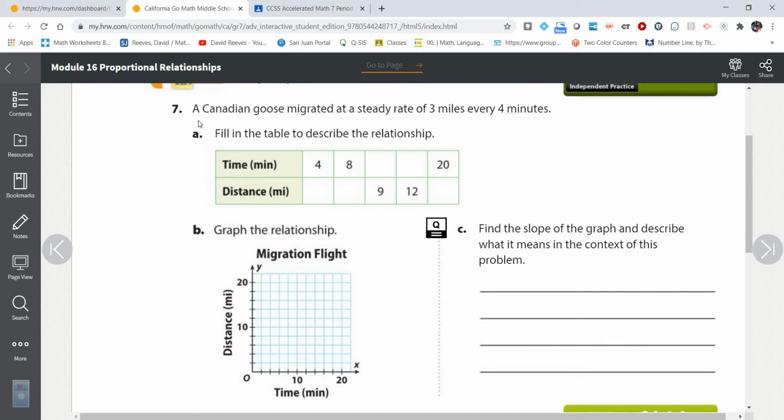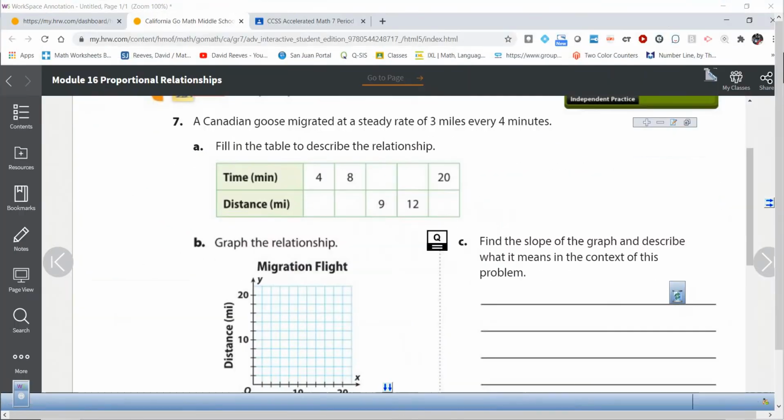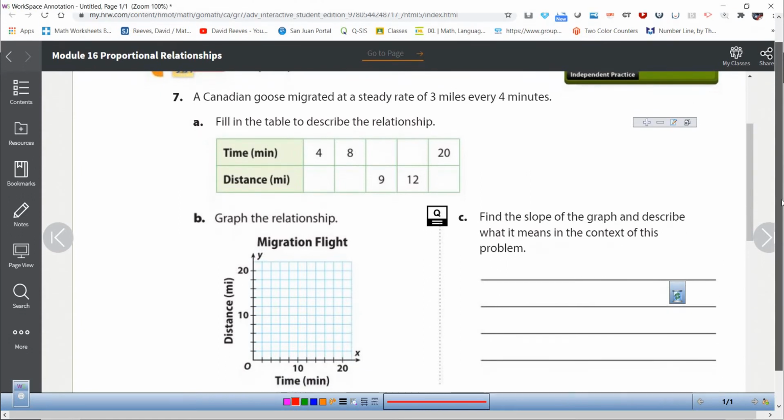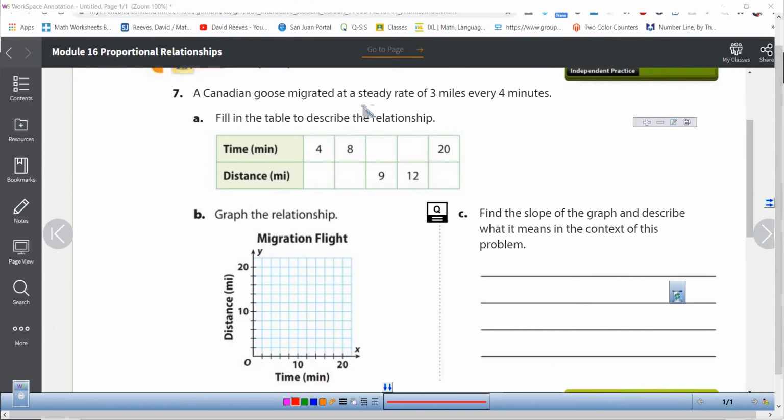If you look at problem number 7, it says a Canadian goose migrated at a steady rate of 3 miles every 4 minutes. So that is a proportional relationship described in words. Okay, so there's actually 4 ways to represent a proportional relationship. There is the words or the verbal way, there's the table, there's the graph, and the equation. All right, so here we go. Let's take a look at the table based on the word description of this proportional relationship.